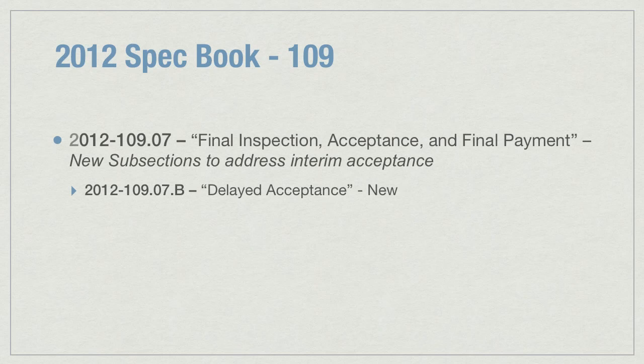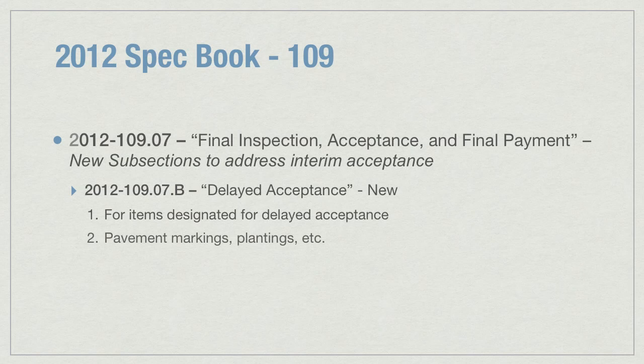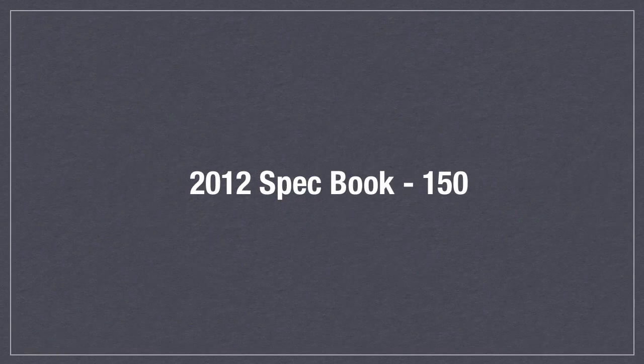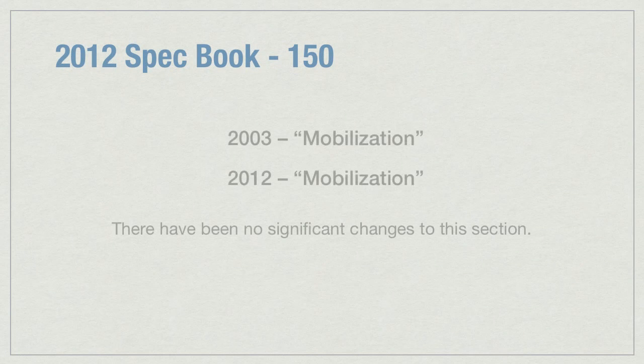In the Final Inspection, Acceptance, and Final Payment subsection, the Delayed Acceptance subsection discusses acceptance of such items as pavement markings, plantings, etc. It is not final acceptance and does not relieve the contractor for responsibility to repair defective work. Section 150, Mobilization. There have been no significant changes to this section from the 2003 version.